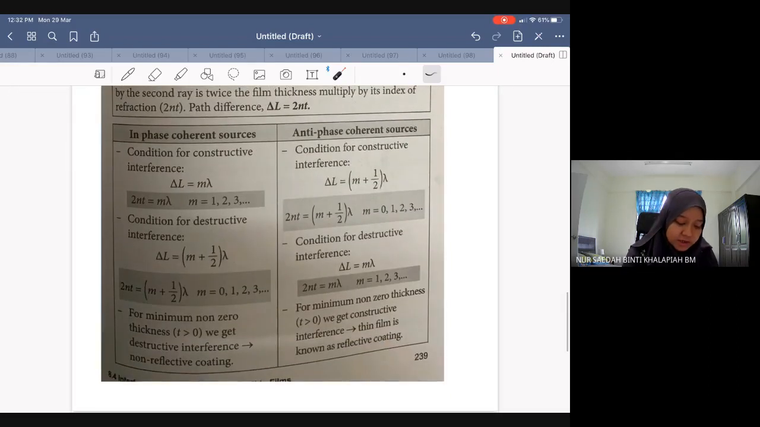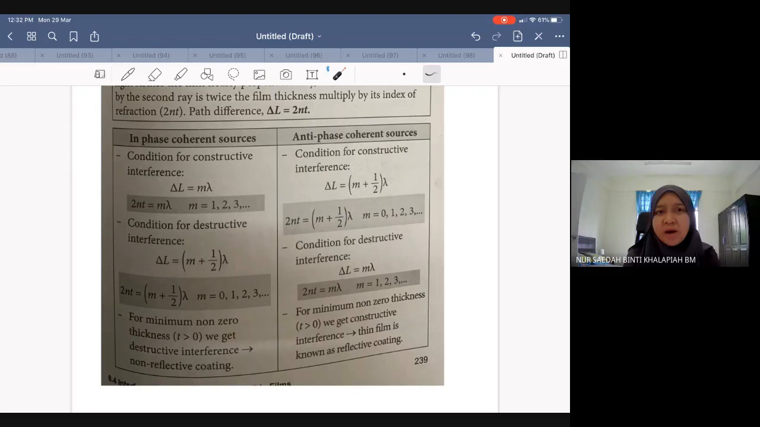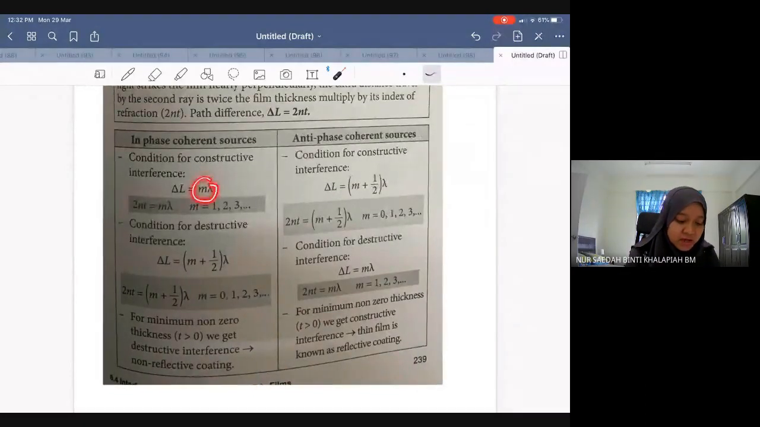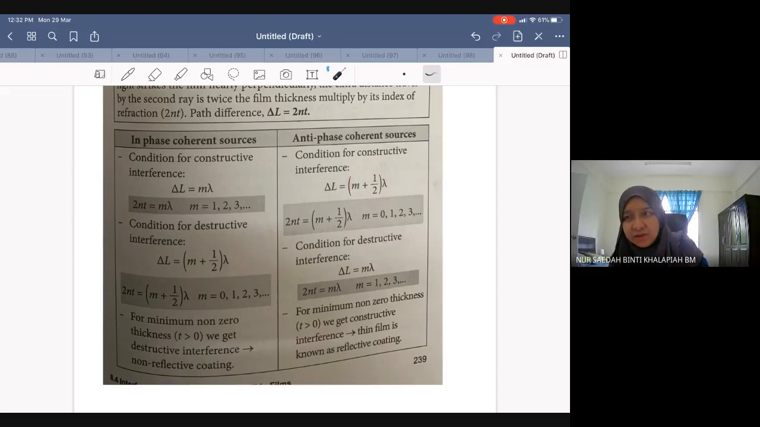Okay. So guys, we already know the path difference formulas for in-phase and anti-phase coherent sources. For in-phase coherent sources, constructive is M lambda. Destructive is M plus half lambda. For anti-phase coherent sources it is reversed. Madam says memorize only the in-phase, because in-phase coherent sources are the same as the double slit. So anti-phase is reversed. Constructive is when the path difference is M plus half lambda. For destructive, the path difference is M lambda, without the half.